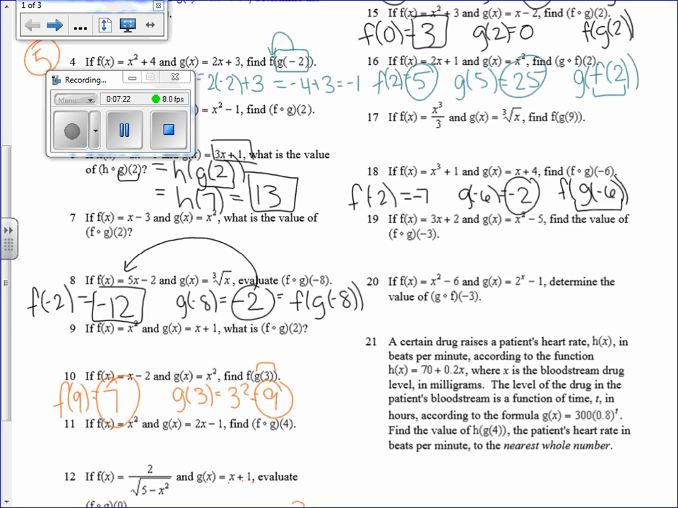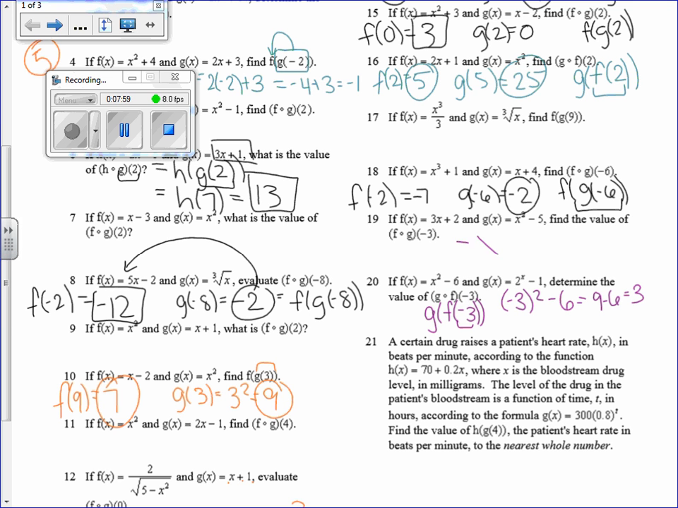And then last but not least, number 20. g of f of negative 3. So first thing I've got to figure out is f of negative 3. Now, be careful. Negative 3 is my x, so it's negative 3 squared minus 6. Negative 3 squared is a positive 9, minus 6, which is 3. If the x that you're inputting is negative, that means you're subbing in this whole negative 3 for x, so the 3 gets the square and the negative gets the square.